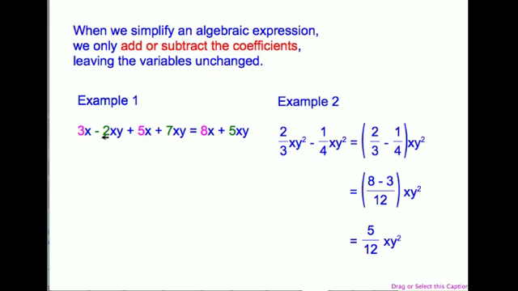Similarly, negative 2xy plus 7xy. 7 minus 2 is 5. And the variable remains unchanged, xy.